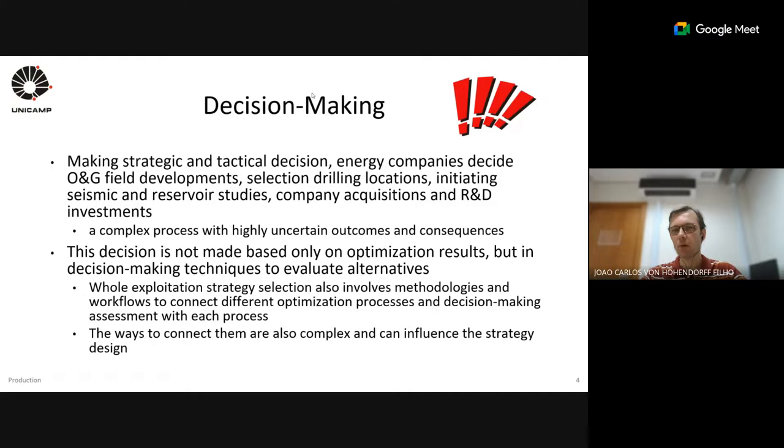We have a lot of questions, and we are engineers, geoscientists, who need to give the managers optimized results to take the best decisions. But how to connect it is very complicated, very complex, and it can influence the strategy design. Okay.